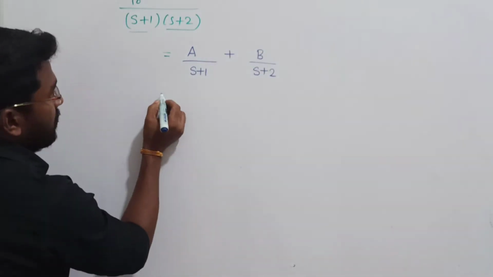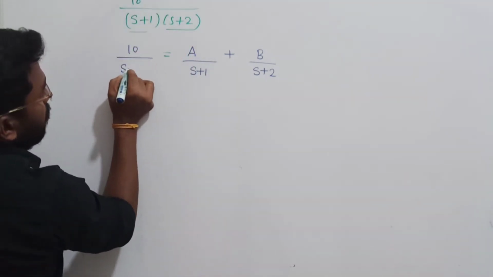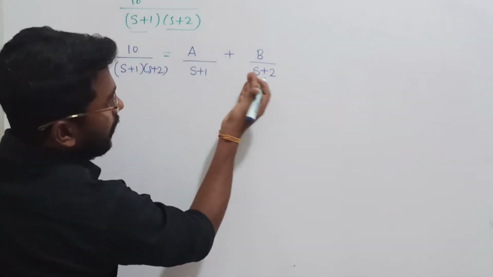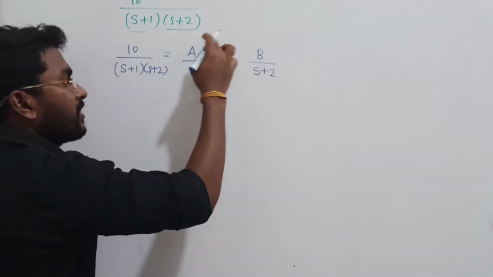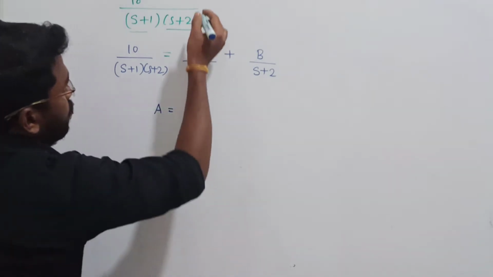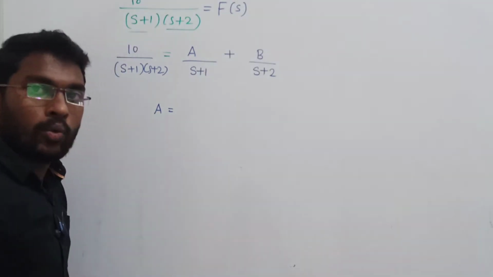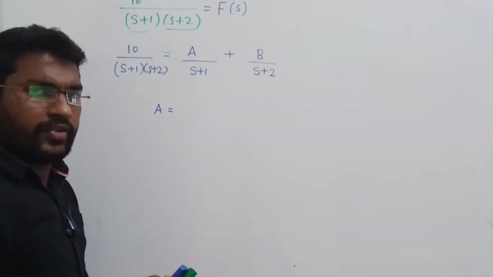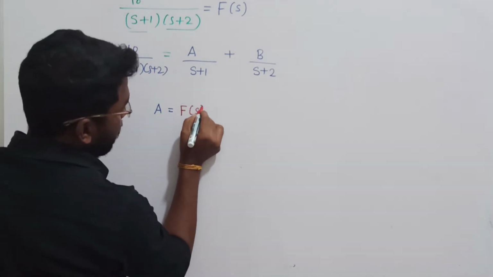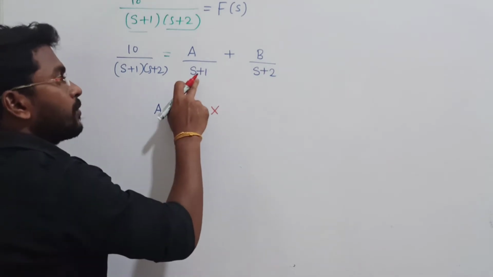Now in the next step, this equation should be equal to A by (s plus 1) plus B by (s plus 2). It can be rewritten like this. Now in partial fraction we have to estimate the values of A and B. For that, assume this overall function can be written as F of s. Very simple. Now A is equal to: take your overall function F of s once again and multiply it by the corresponding pole.